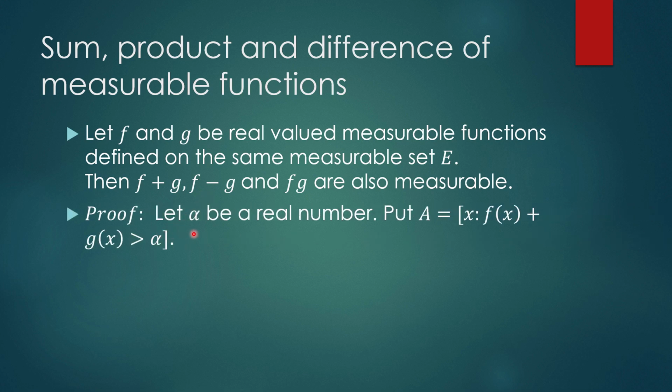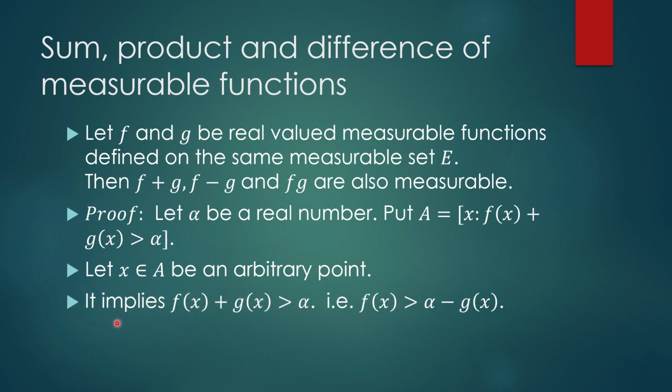Let alpha be a real number, and let us put A equal to the set of x such that f of x plus g of x is greater than alpha. If we are able to show that this set is measurable for every alpha, then we will have shown that f plus g is measurable. Let us take one arbitrary member from A, let x be an arbitrary point. So it implies that f of x plus g of x is greater than alpha, and by simplification, f of x is greater than alpha minus g of x.